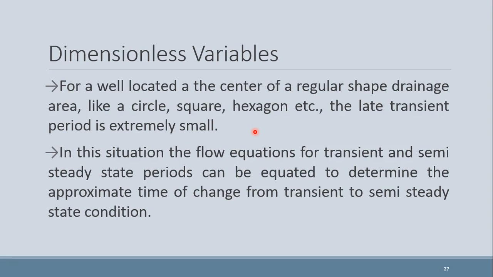The late transient period is high if the well is not placed symmetrically at the center of the boundary, or the reservoir boundary is irregular.